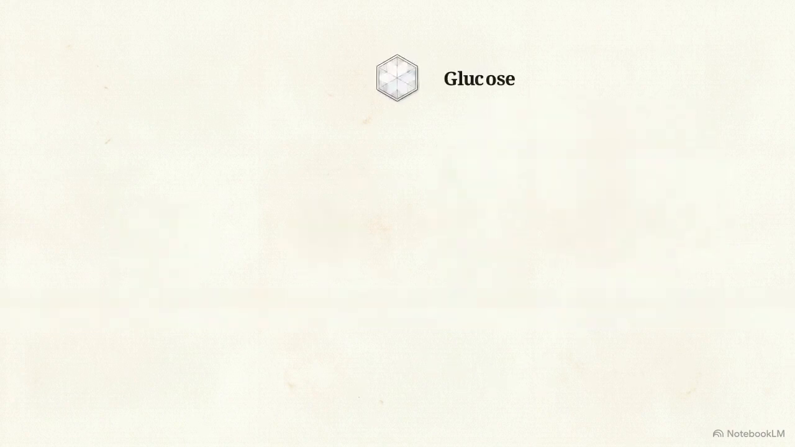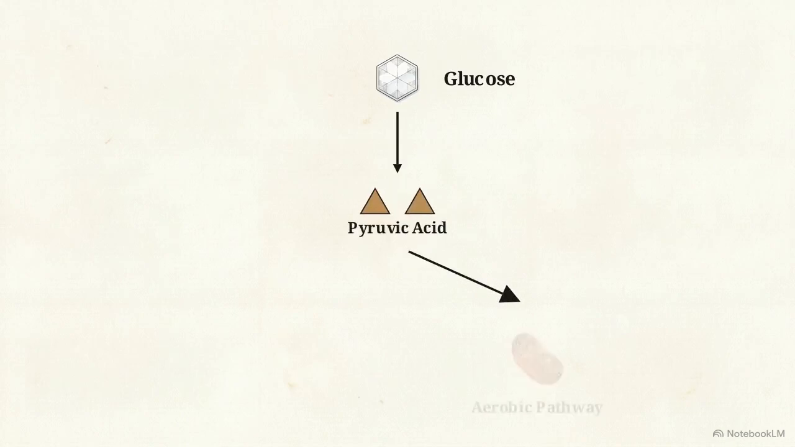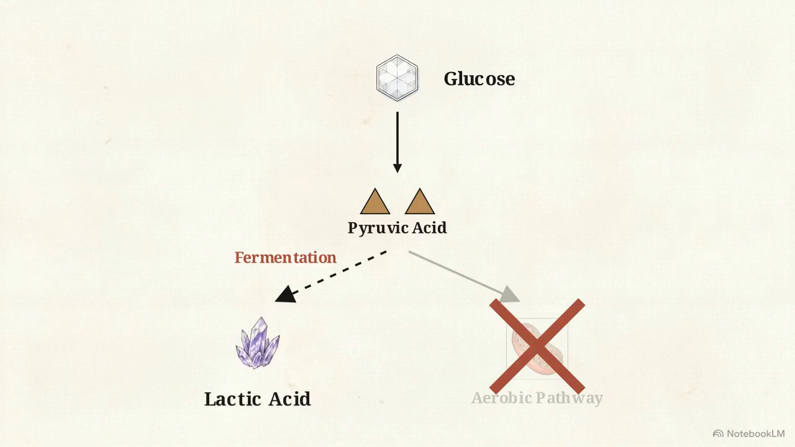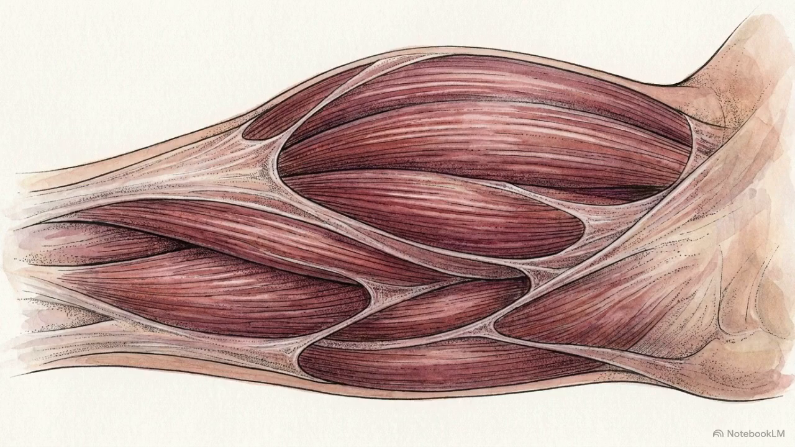This new flowchart illustrates what happens when oxygen is completely absent. Without oxygen, the pathway to the mitochondrion is blocked. The cell performs anaerobic respiration, skipping the Krebs cycle entirely. Instead, the pyruvic acid diverges down a fermentation path, turning into lactic acid. Because glucose is incompletely oxidized here, it yields far less ATP. And that lactic acid buildup is the exact reason your muscles feel heavy and fatigued during intense exercise.